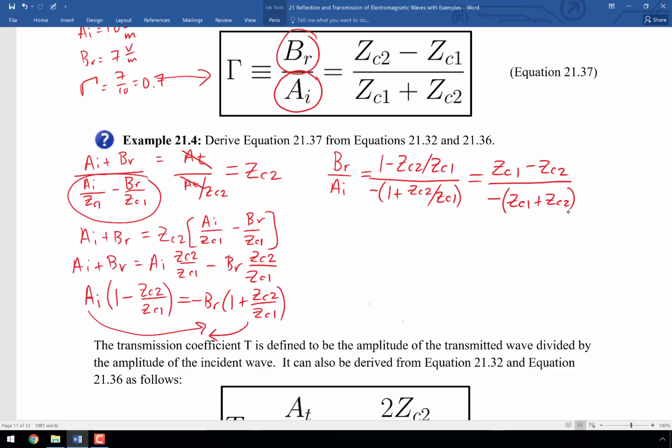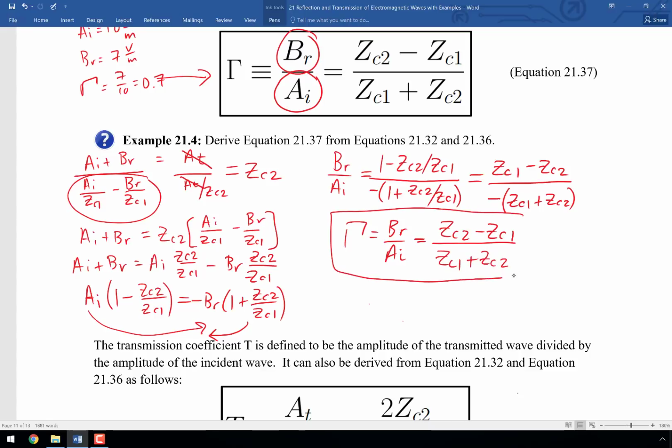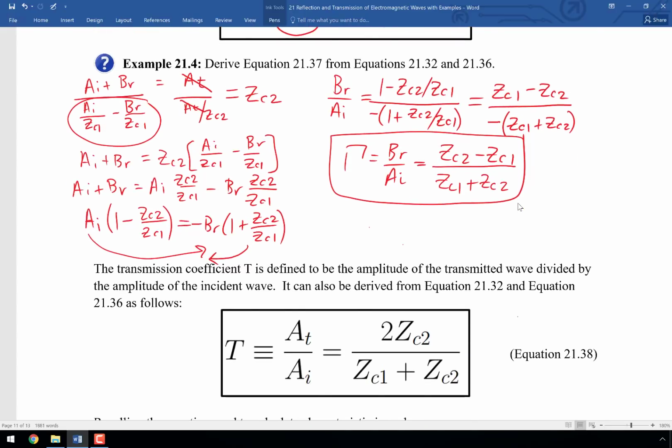And then I'm going to move the negative sign from the denominator up into the numerator, and because that's a subtraction, I can simply flip them. And so I say gamma is equal to b sub r over a sub i, which is z sub c2 minus z sub c1. I flipped the two terms in the numerator, which brought the negative sign up into the numerator, divided by z sub c1 plus z sub c2. And so happily, that is in fact the same result. It didn't take that much work, but I just thought that it would be more interesting to work through it this way rather than see the equations typed out.